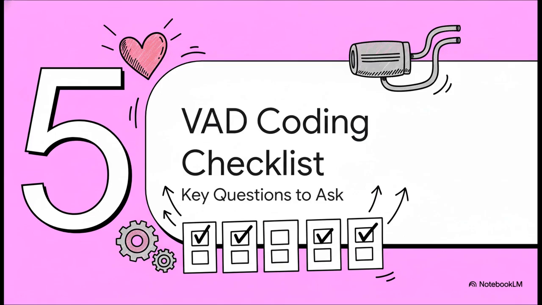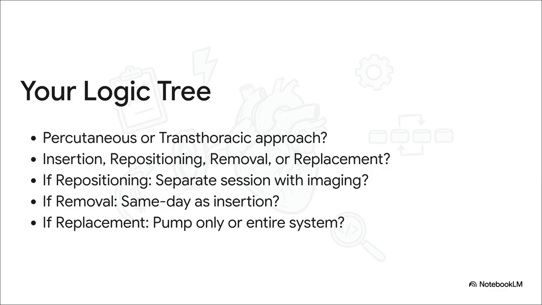Okay, we have covered a lot of ground, so let's pull all of this together into a simple but really powerful checklist that'll guide your thinking every time you come across a VAD case. So the key is to just mentally walk through these questions, right, in order. Think of it like a decision tree. You start with the approach, then you identify the procedure, and from there you ask those very specific follow-up questions about timing or imaging or what parts were involved. If you follow this logic, it will lead you to the right codes and help you avoid so many of the common mistakes.